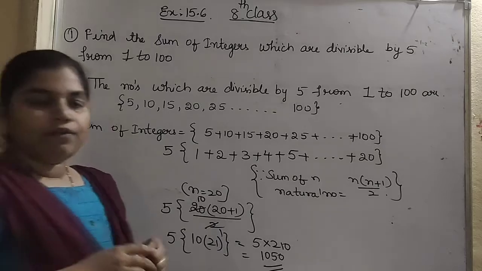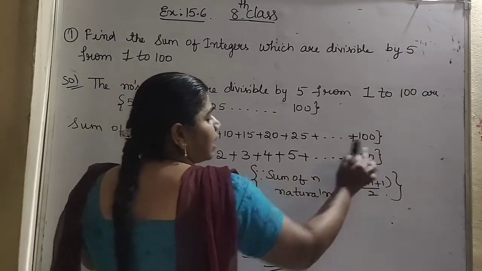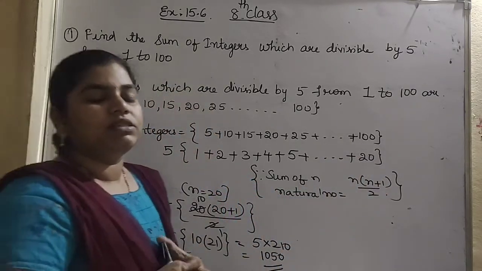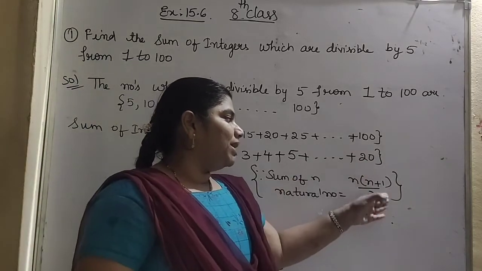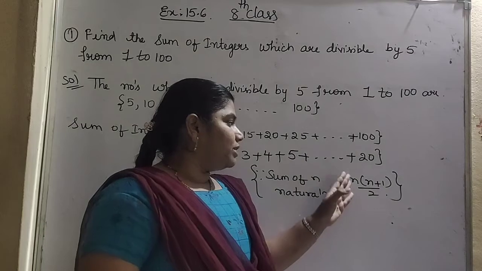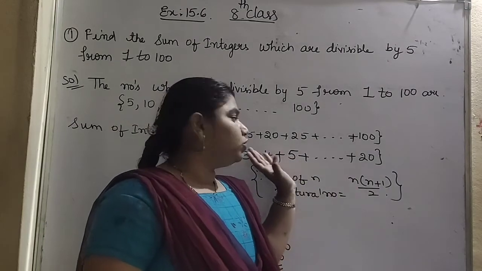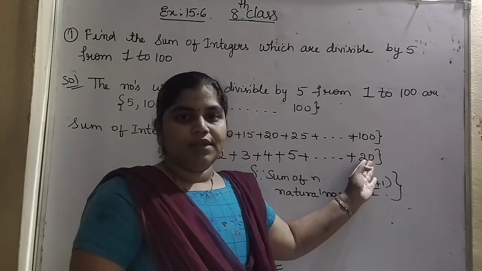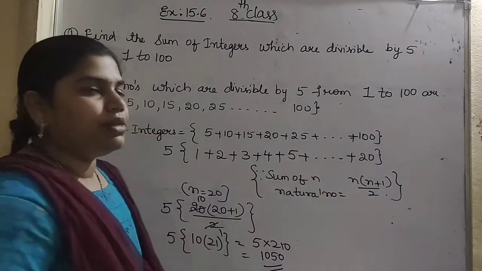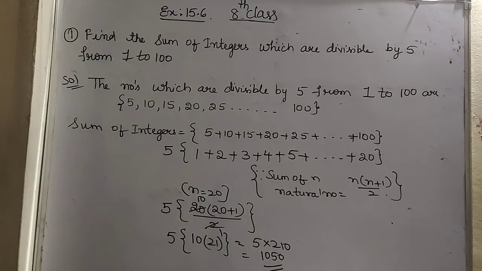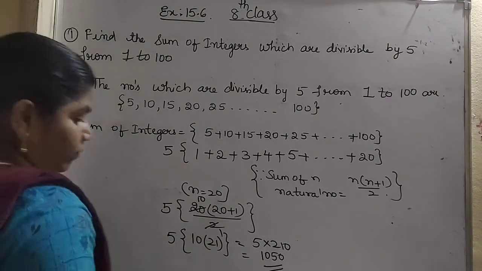So which formula have I used here? I have used the sum of natural numbers formula. The sum of first n natural numbers will be n into n plus 1 by 2. So what is the value of n here? How many natural numbers are there? Up to 20 natural numbers are there. So in place of n we have to substitute 20. So this is our first solution. So next one, second one.